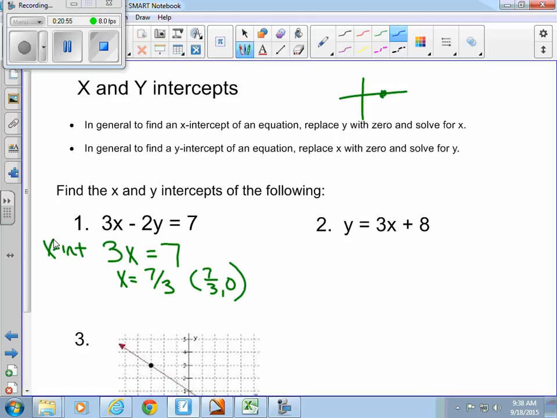For the y-intercept, I'm going to put 0 in for x. So the 3 times 0 will go away, and so I just get negative 2y equals 7. We okay so far? So I'm going to divide by negative 2. So I get y equals 7 over negative 2, or negative 7 over 2. Any questions about that?